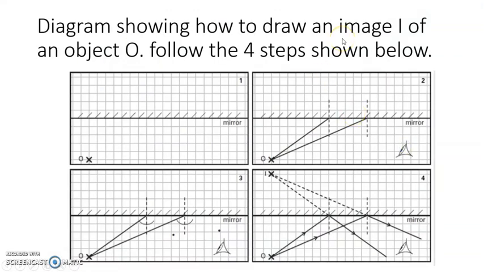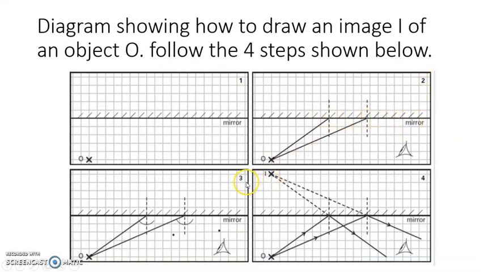Now, we have here a diagram which is showing how to draw an image I of an object O. So I was saying basically there are 4 steps which we have to know. So there is the object there, okay? The object is right there. So what do we do? Like I said, you're going to draw 2 lines, okay? And then you draw the normal there, which is 90 degrees to the plane of the mirror. Okay, that's step number 2 there.